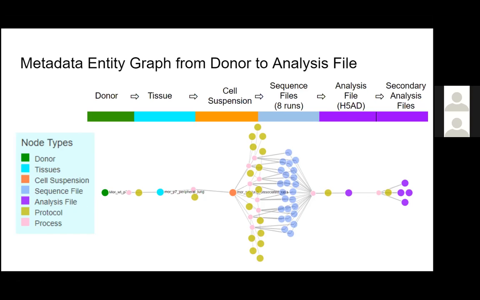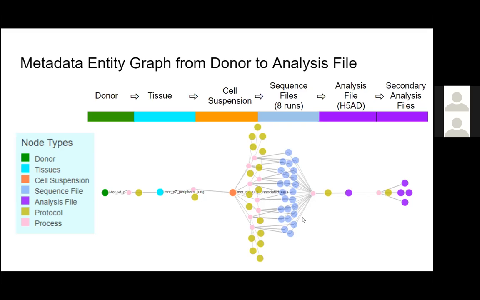This is really what the graph looks like: going from the donor through a process that has a protocol attached into the tissue, and continuing on the graph all the way down to the final analysis files, which are really the meat of what you're getting at.